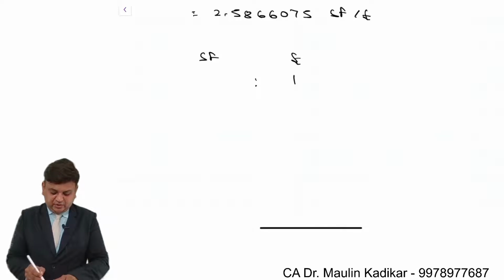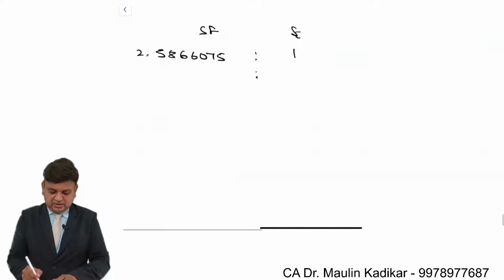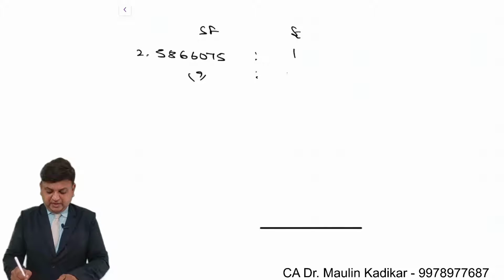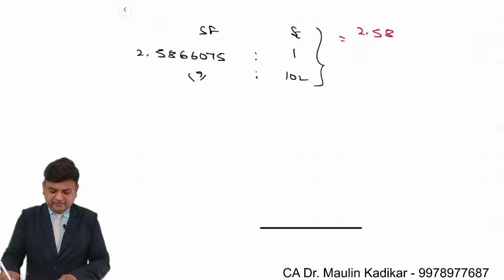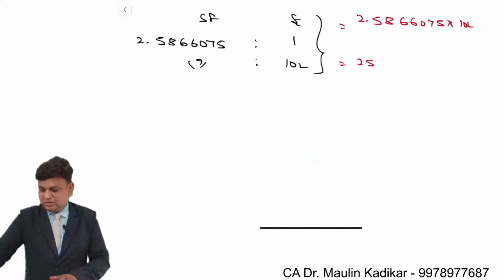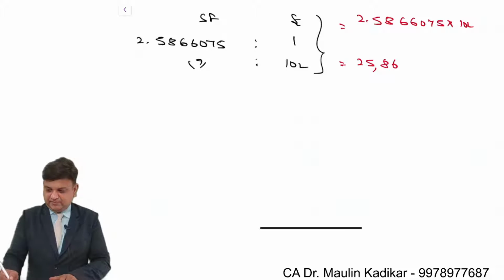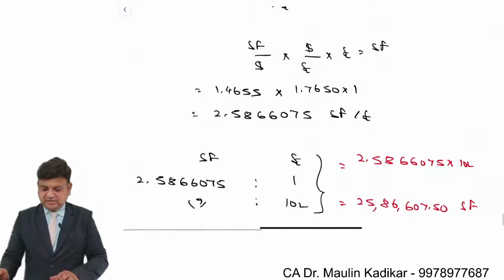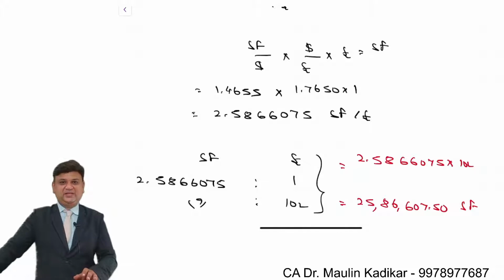For purchasing 1 pound, you have to pay 2.5866075 Swiss franc. So this is the amount of Swiss franc that you have to pay for purchasing 10 lakh of UK pound. 2.5866075 into 10 lakhs divided by 1 does not make sense. That comes to 25,86,607.5. This is the amount of Swiss franc that you are required to pay for purchasing 10 lakh of UK pound. This is what we understand.